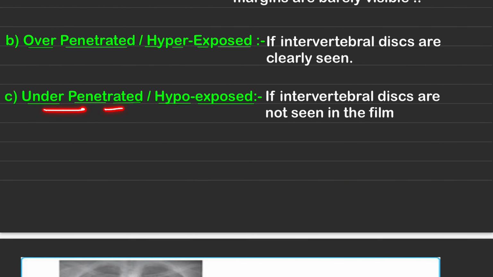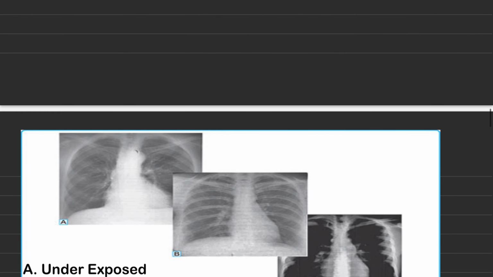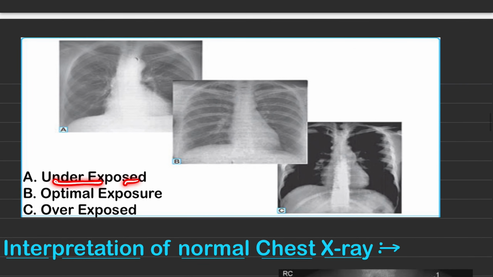Next one is the under penetrated or hypo exposed. If the intervertebral discs are not seen in the film, this is the underexposed X-ray. Here you can't tell where the intervertebral disc is.